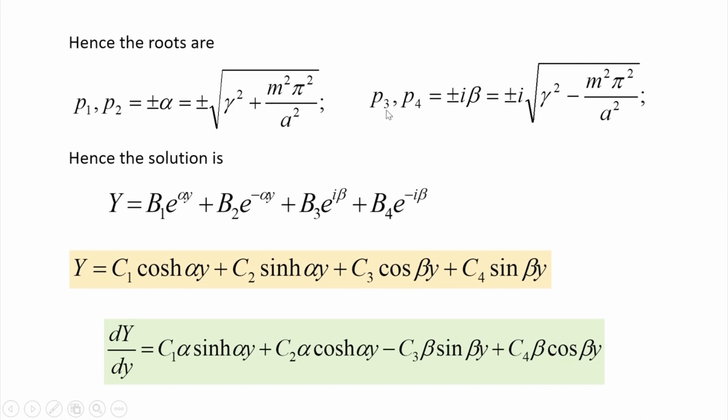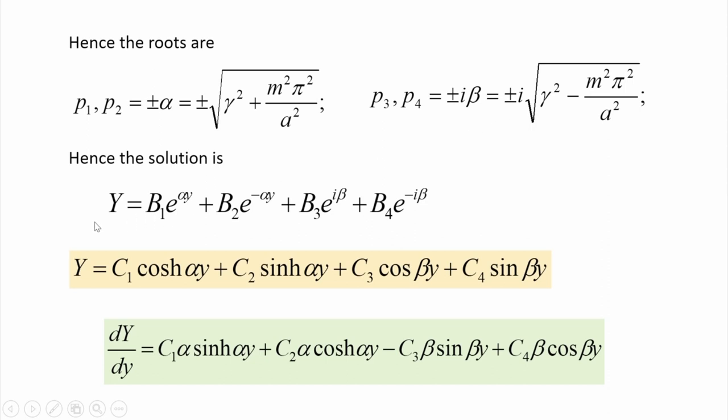The other roots are p3, p4, and they will be imaginary numbers. In fact, it is a complex number, but the real part is 0. So p3, p4 is equal to plus minus iβ, where β is root over (γ² − m²π²/a²). So we get two real roots and two imaginary roots. In view of the two imaginary roots, the oscillatory terms come.